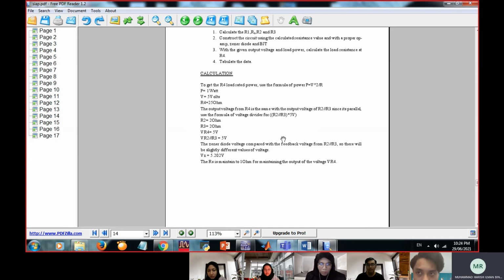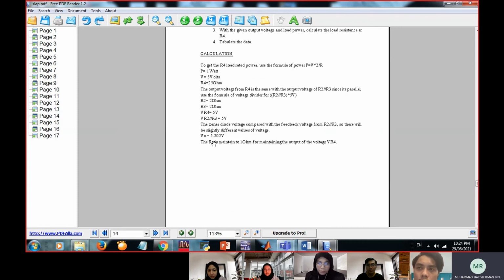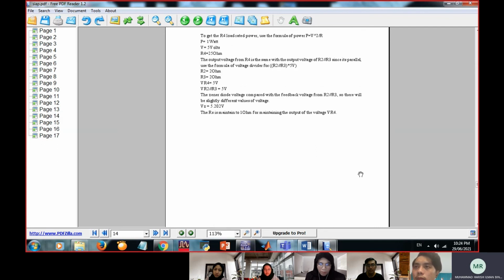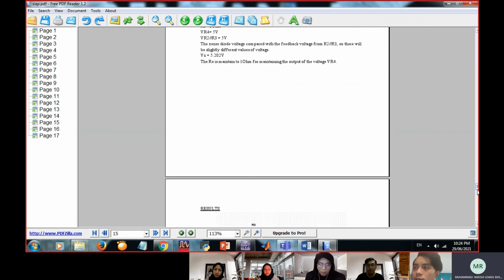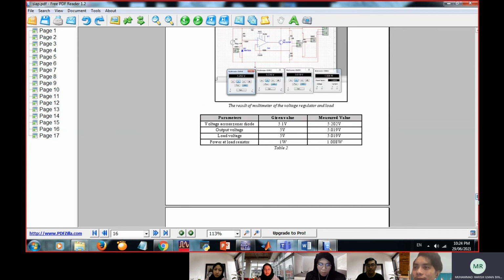For the Zener diode voltage, it must be compared with the feedback voltage from R2 and R3, which might be slightly different from the values that we get. The voltage of the Zener diode is 5.202 volt. Meanwhile, for RS, I keep it at 1 ohm to maintain the output voltage from the load resistance. Right now we go to the simulation. Before that, these are the results that I get.